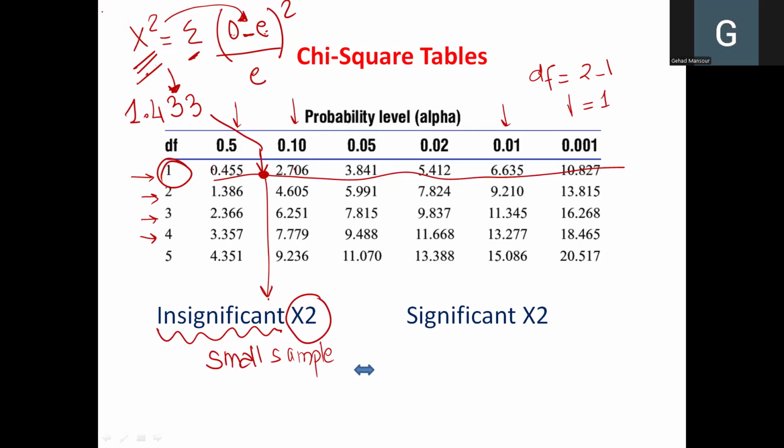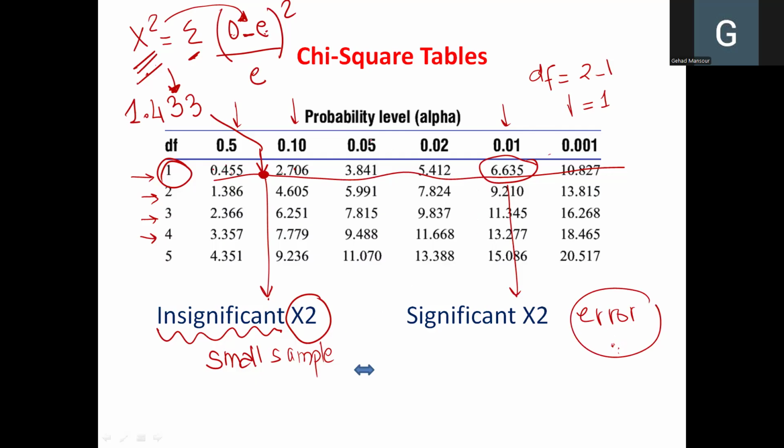But if my calculated x squared had been 6.6, for example, then it would be a significant difference. And in such a case, I would say that it is a big difference and that most probably I have an error in the hypothesis or in the experimental procedure, or maybe because there was crossing over.